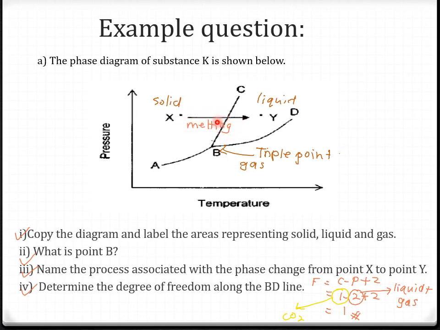And how to calculate the degree of freedom along the BD line? Using the formula F equals C minus P plus 2. As this involves only one component, which is carbon dioxide, so 1 minus 2 for the phase as it involves liquid and gas. So the answer will be 1.